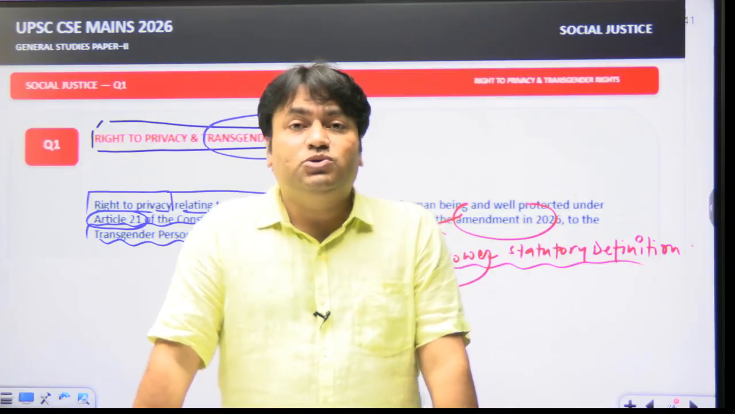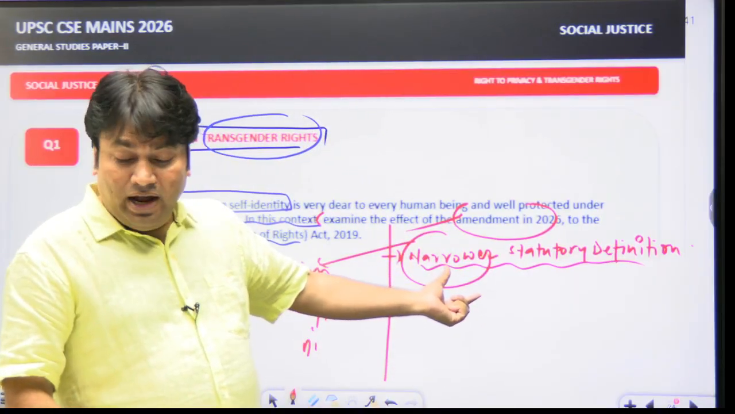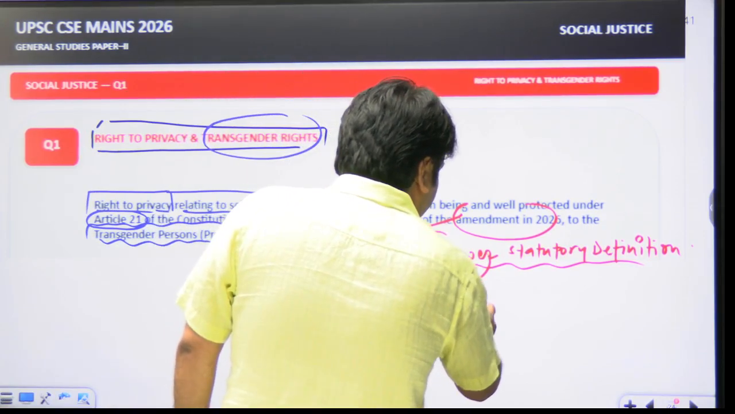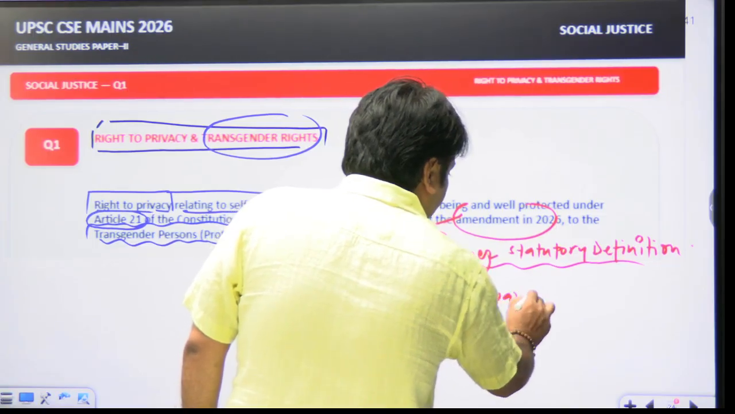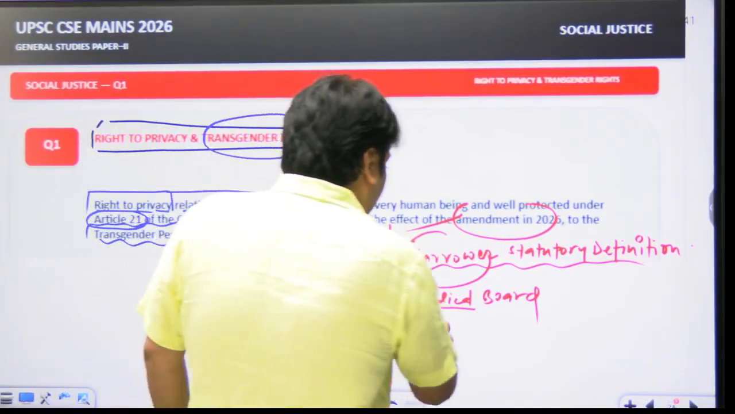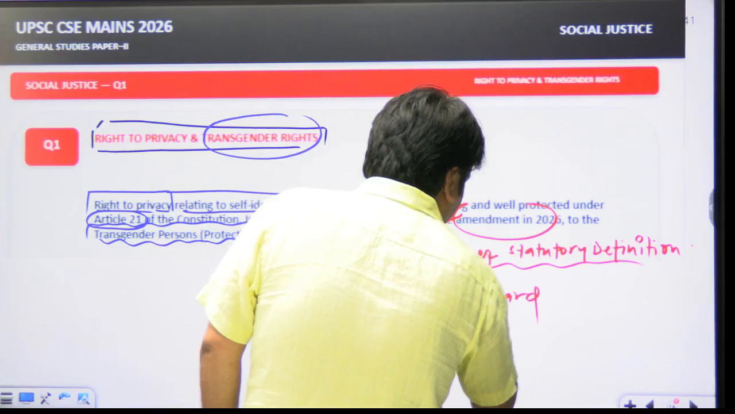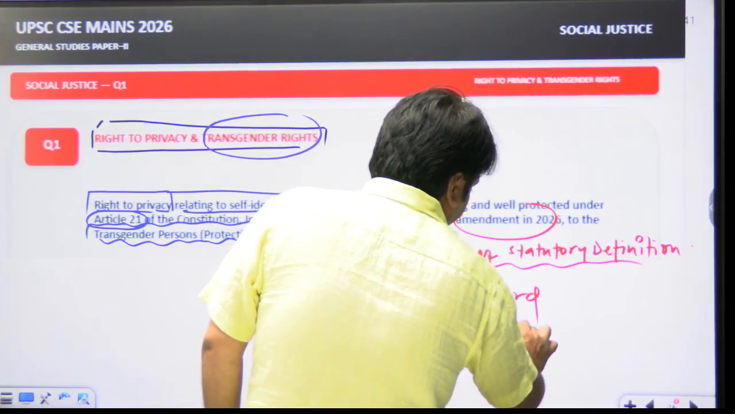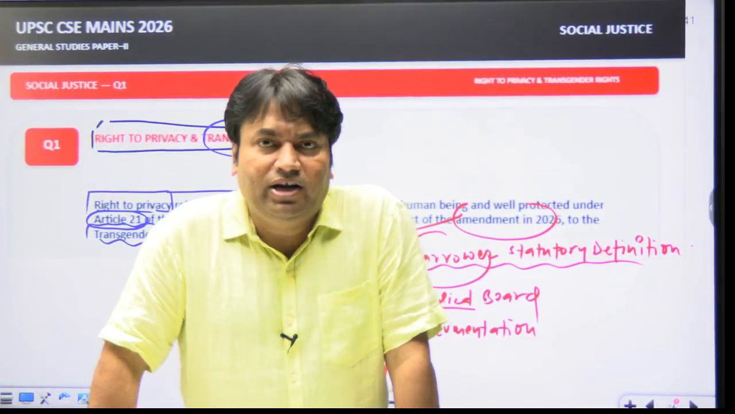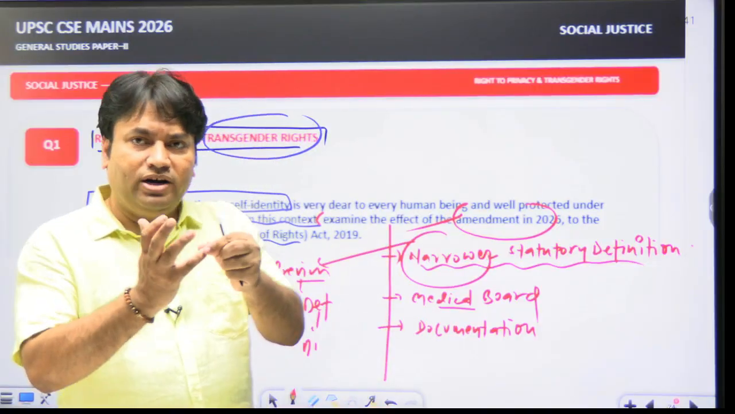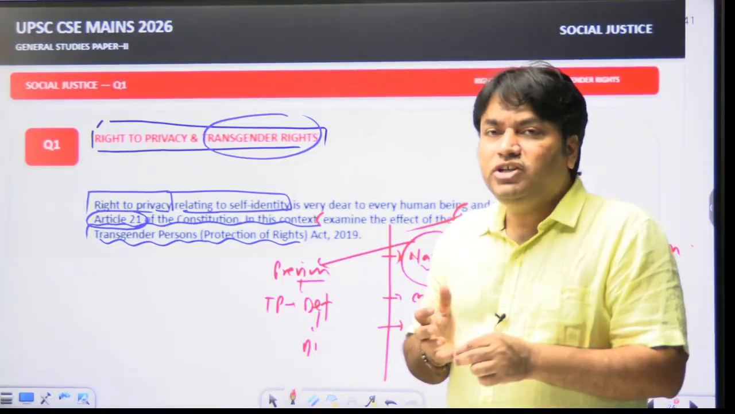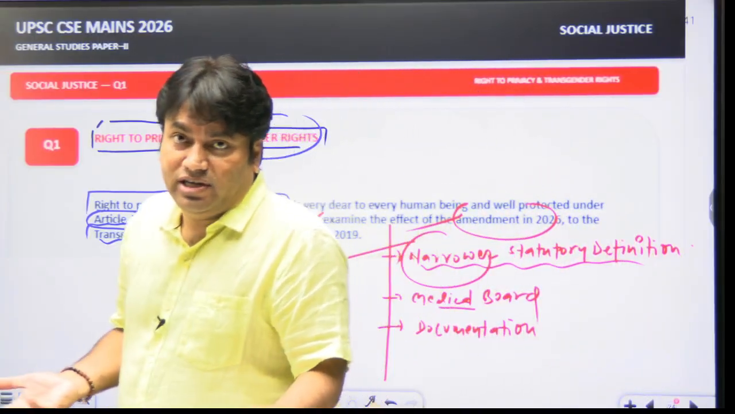So this is the narrowing down of the definition. And second, the medical board. Now there is compulsory medical board approval. The medical board will certify whether you are transgender or not. And the third important issue after this 2026 amendment is documentation. What do I mean by documentation? For example, suppose you are a transgender person and you want to get an official identity certificate for a transgender.